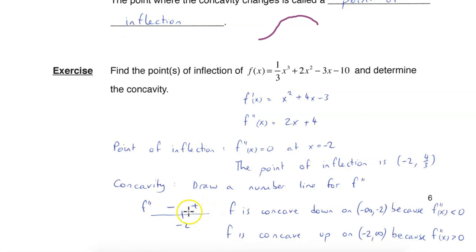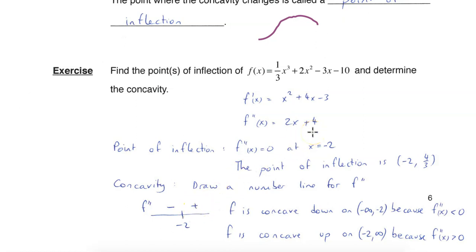For the number above -2, the easiest choice is to choose x equals 0. So if I plug in x equals 0 in f double prime, I see that f double prime of 0 equals +4, so it's a positive number.